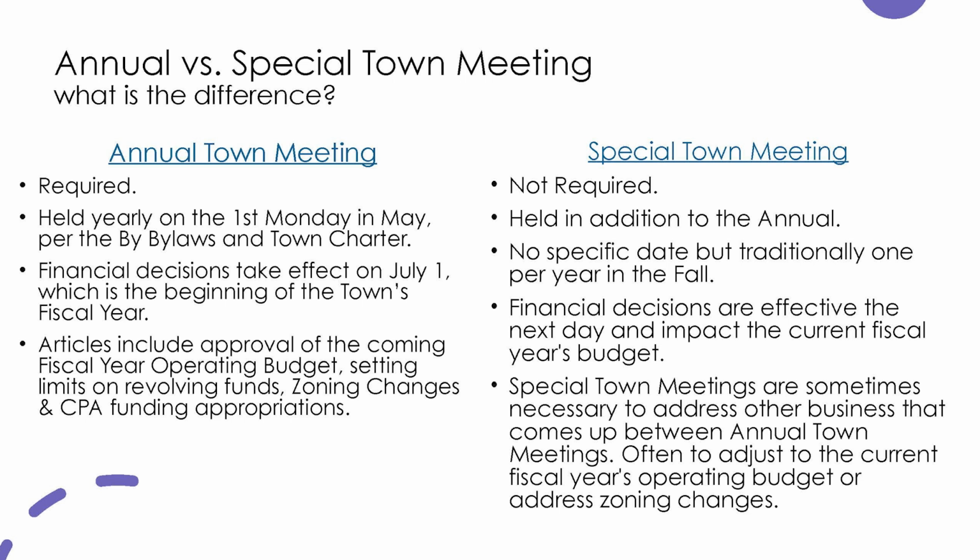Now, the special town meeting is usually held in the fall. We don't have a specific date for it, but it usually is October, November, give or take scheduling. Those financial decisions are effective the next day, and they impact the current fiscal year's budget. Those meetings are sometimes necessary to address business that comes up in between the two annual meetings: budget shortfalls, anything that we need to adjust for, zoning changes, things like that.